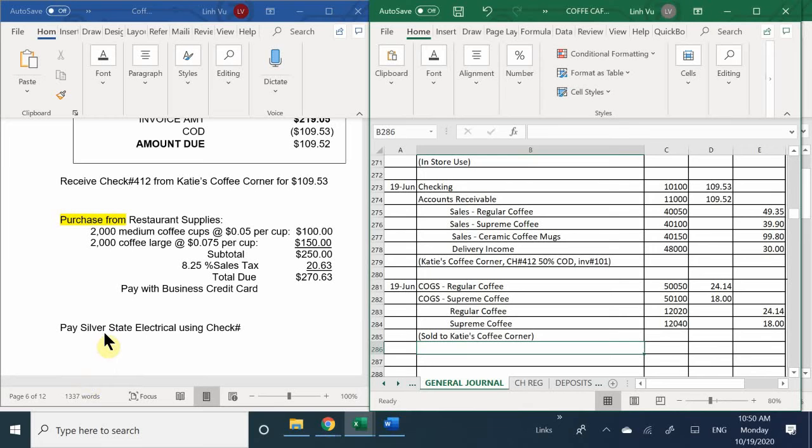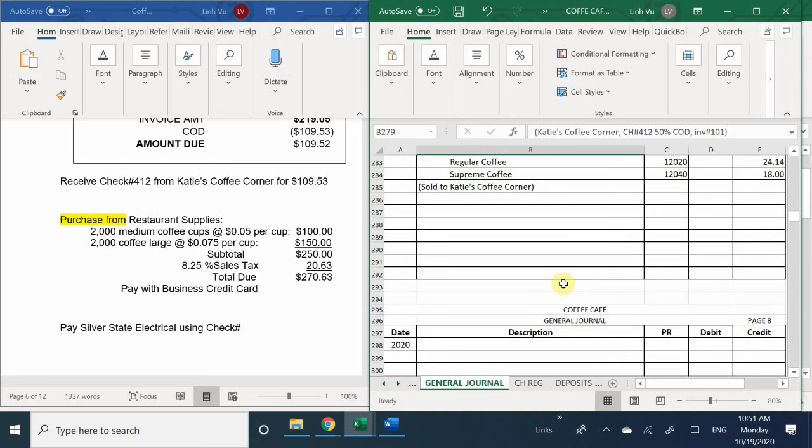And what has happened next? Purchase from restaurant supplies. We purchased from restaurant supplies. All right. So how do I journalize this? We're going to debit medium coffee cups and large coffee cups.